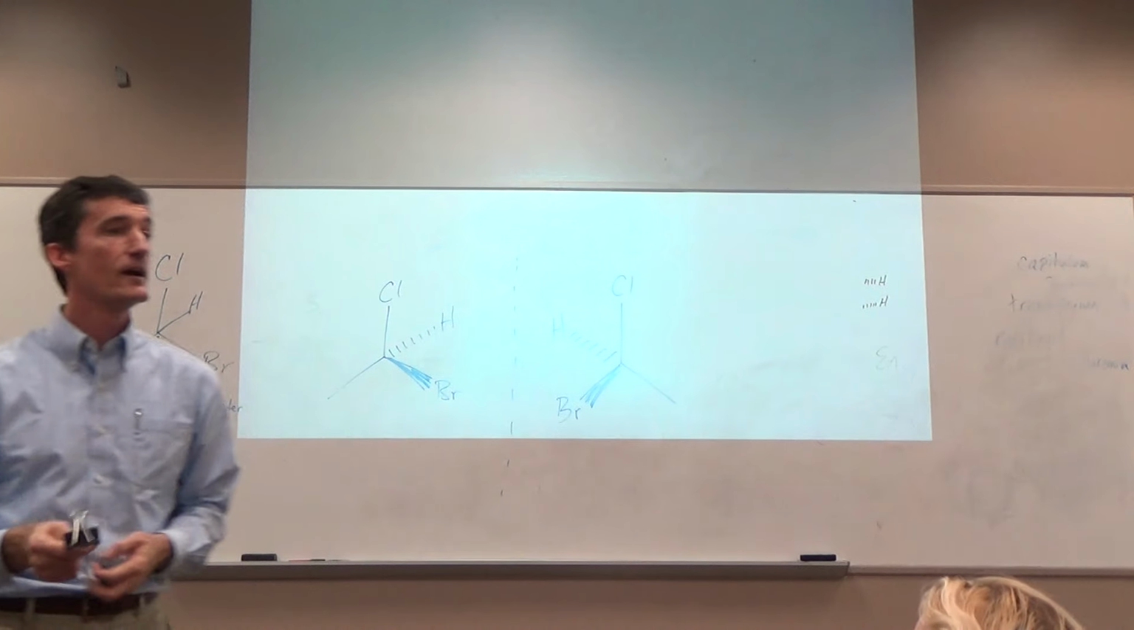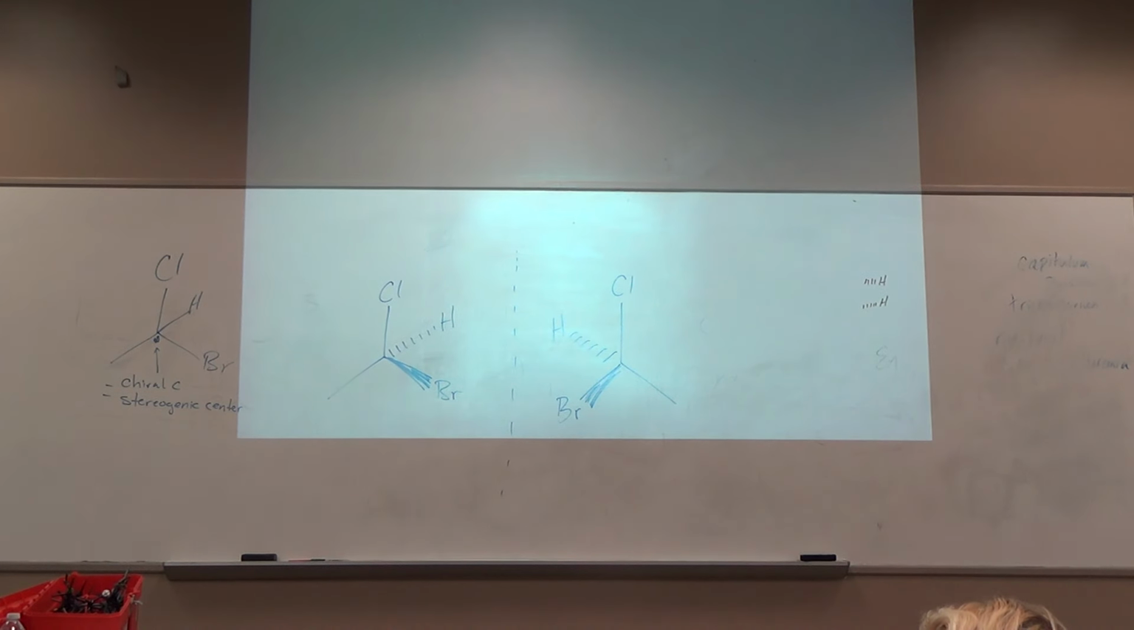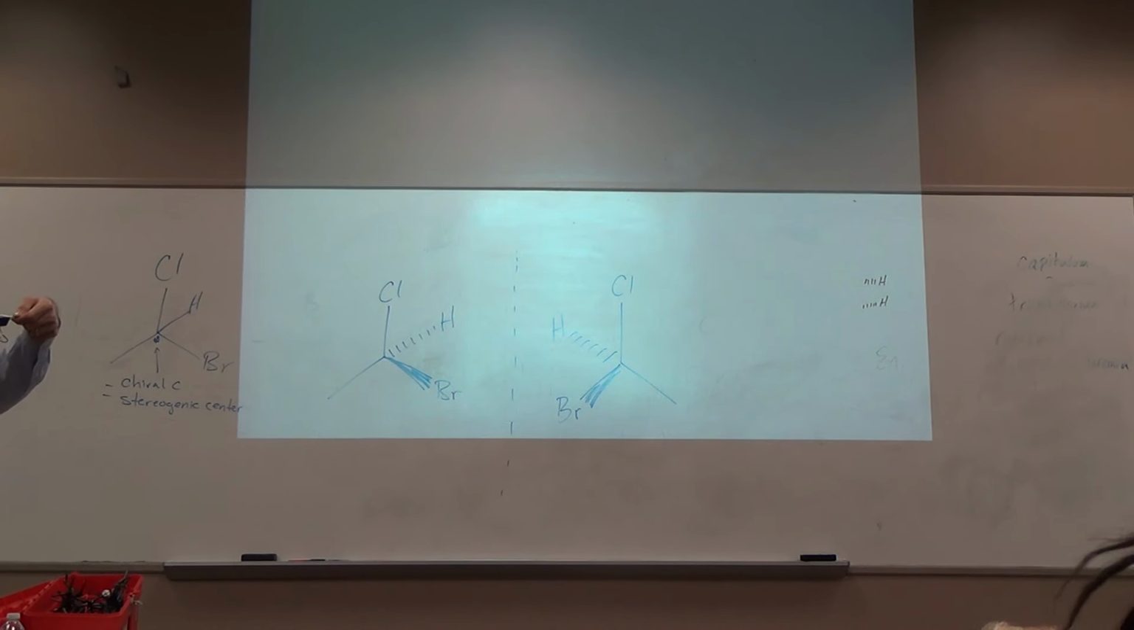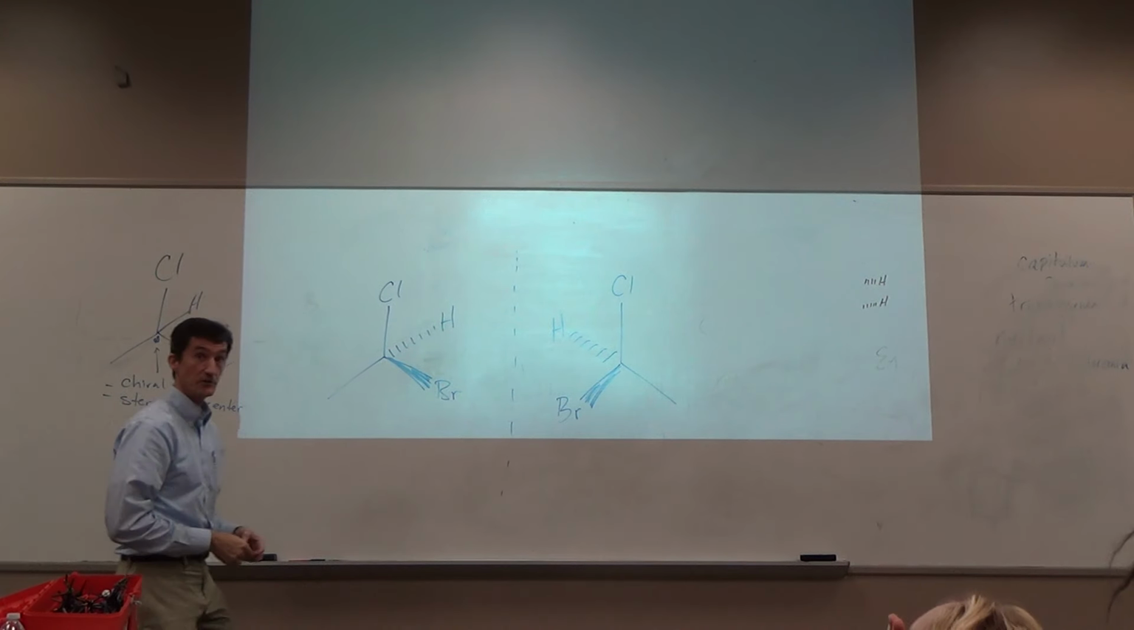Here's why. Because if something has a plane of symmetry, does this thing have a plane of symmetry? I cut right through it. Okay? This half is the same as that half. If something has a plane of symmetry, then the mirror image is going to be the same thing. Okay? That's it. Did y'all know that?